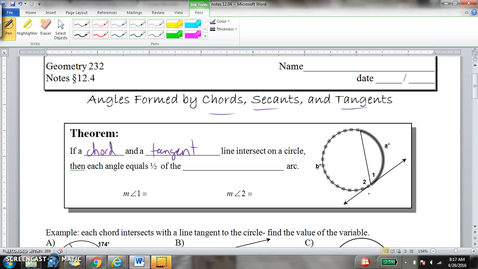So if a chord and a tangent intersect on a circle, then the angles formed, angles 1 and 2 in this example, are equal to half of the intercepted arc. In other words, the measure of angle 1 would be equal to half the measure of this arc, A. So it's going to be half of A. And then the measure of angle 2 is going to be half of this arc right here, B.